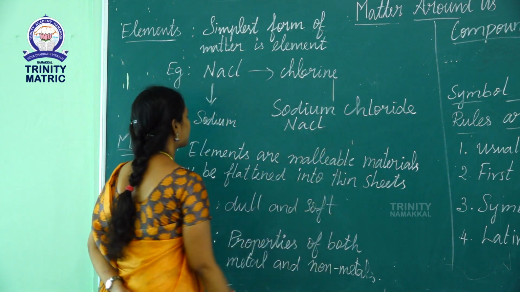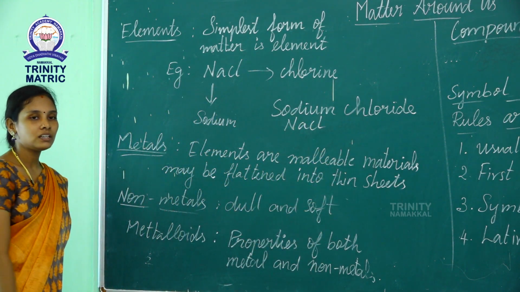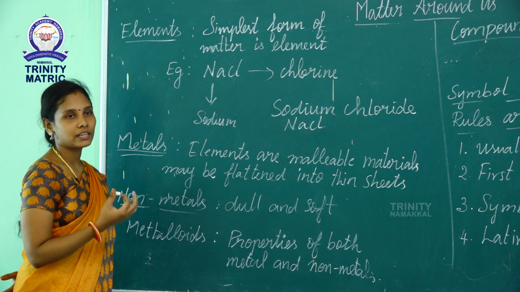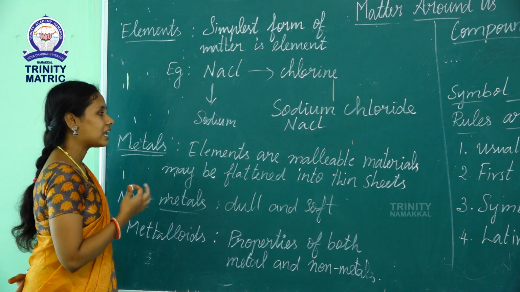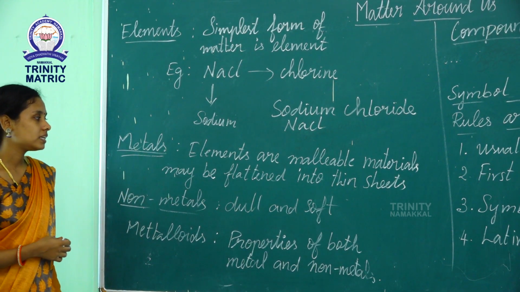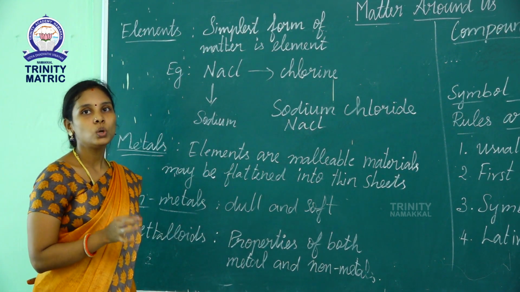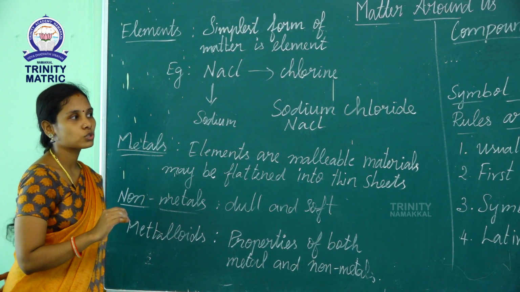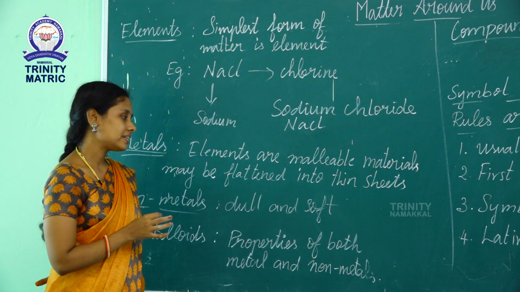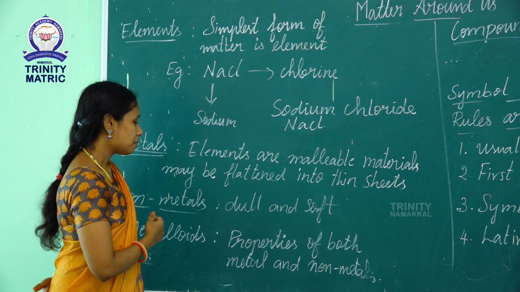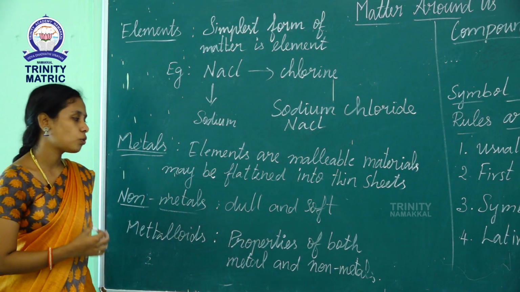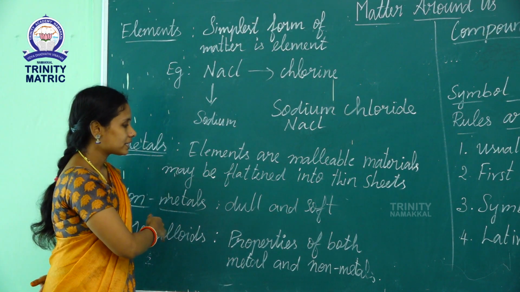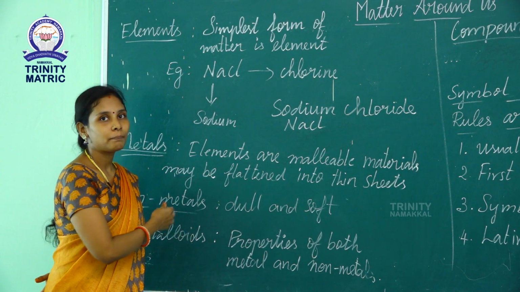NaCl. Next, metals and non-metals. Already we know what metals and non-metals are. Metals are elements or malleable materials that may be flattened into thin sheets. Non-metals have a dull and soft appearance. Then metalloids have the properties of both metals and non-metals; both properties are equal in the metalloids.